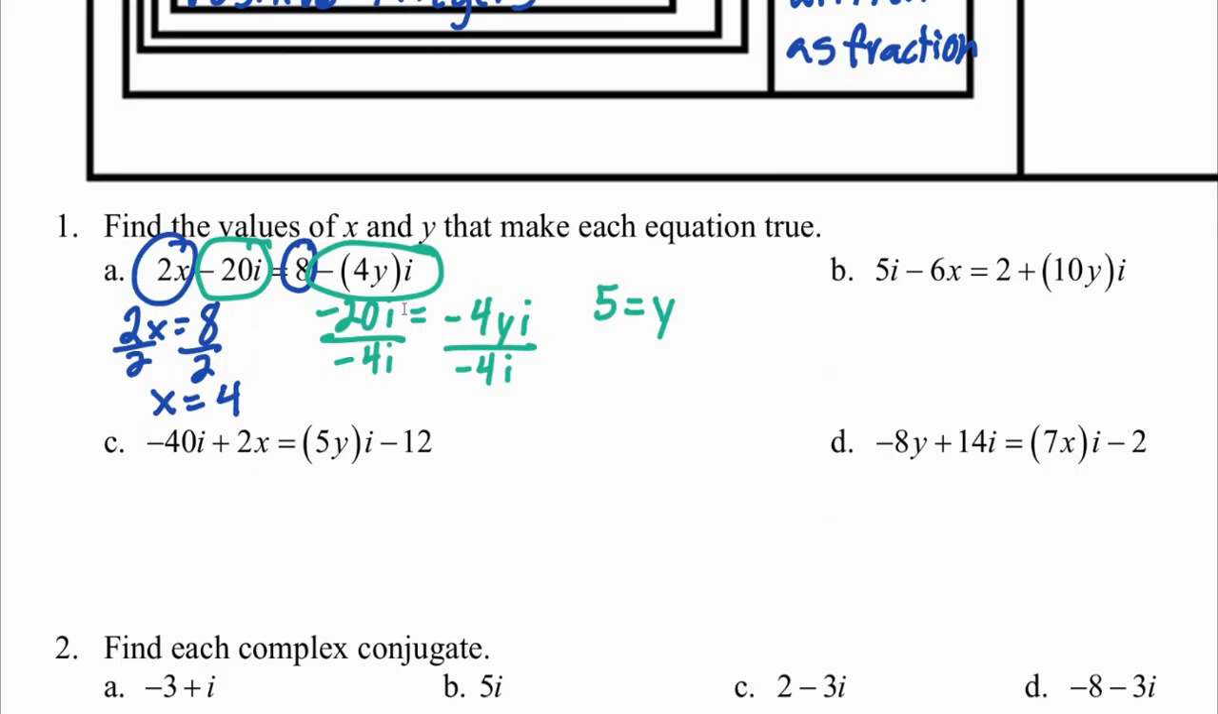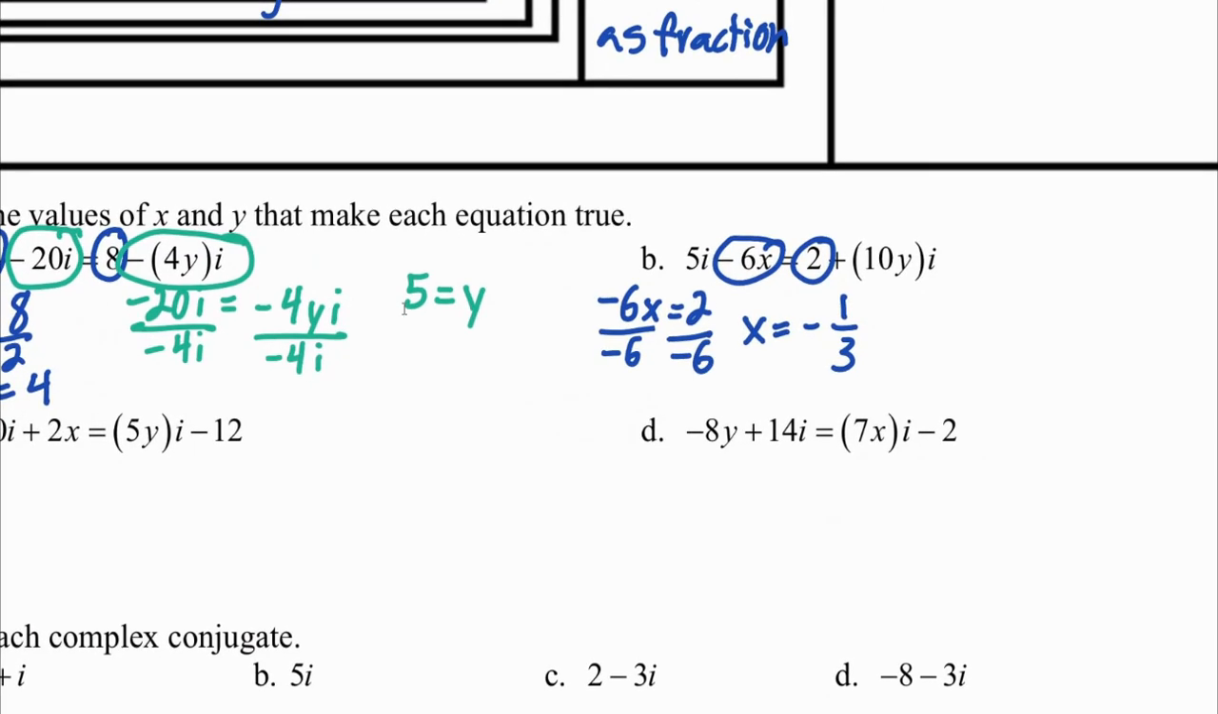So again, on the next section, real has to be equal to real, and imaginary has to be equal to imaginary. The real portion of our left side is negative 6x, and the real portion of our right side is 2. To solve that, we divide by negative 6. So we'd get negative 2 over 6, which is going to reduce to negative 1/3.